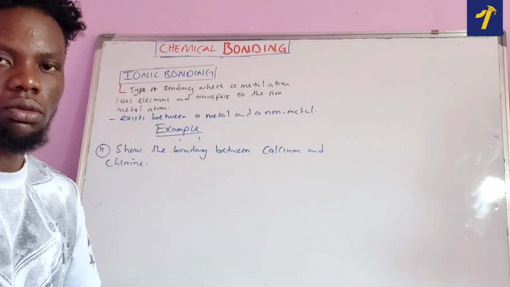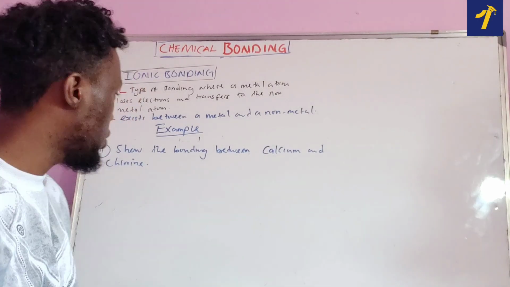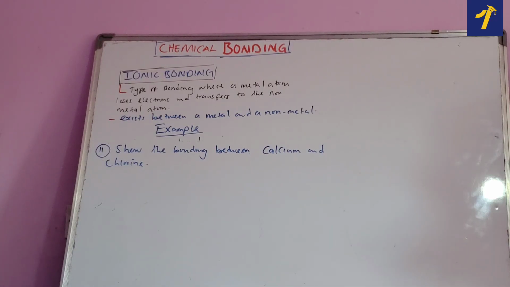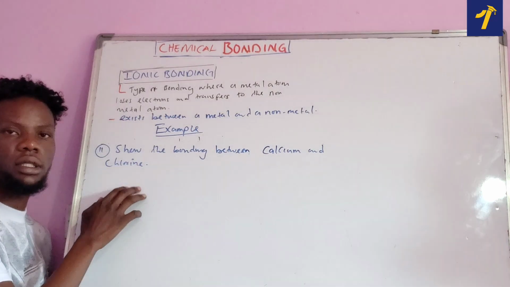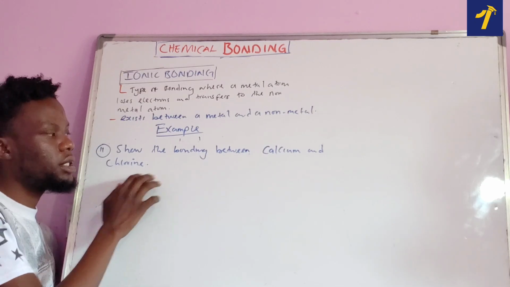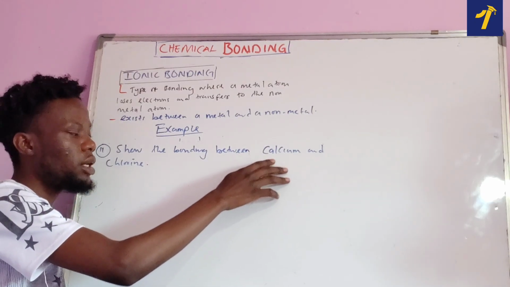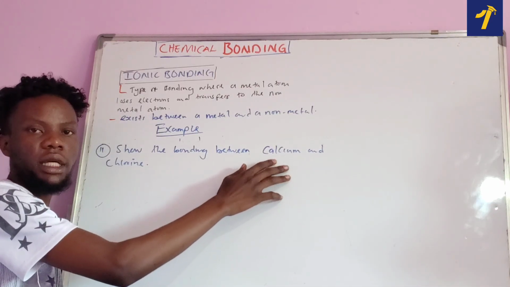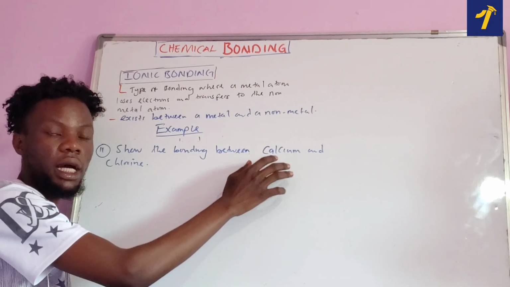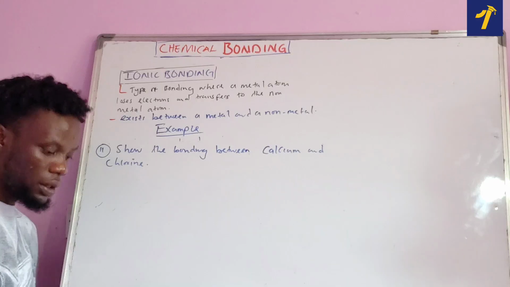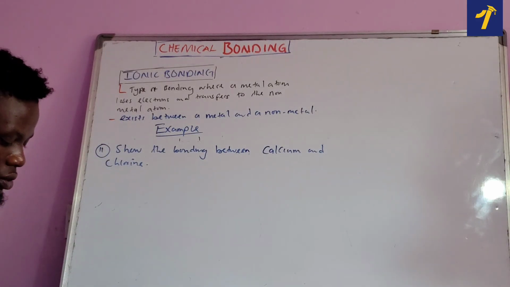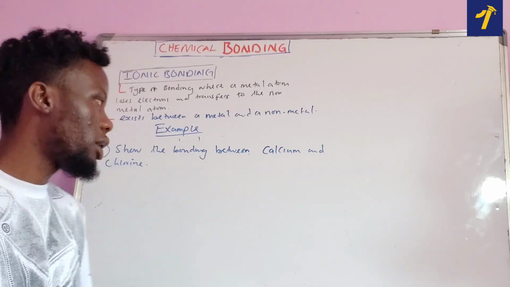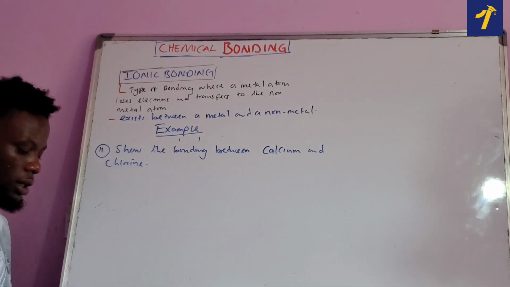What is the first thing that we need to do? This is the last example that we're going to go through. Show the bonding between calcium and chlorine. The first thing is to identify what type of bonding this is. Since there is a metal and a non-metal, chlorine is a non-metal, calcium is a metal, this is what we call an ionic bonding. Okay, so ionic bonding, what was the first rule? First rule, make sure that you write the chemical formula.